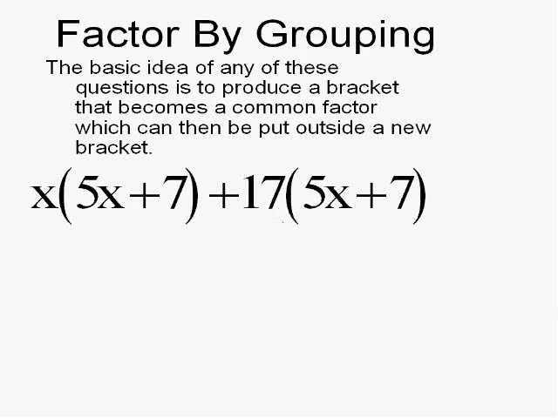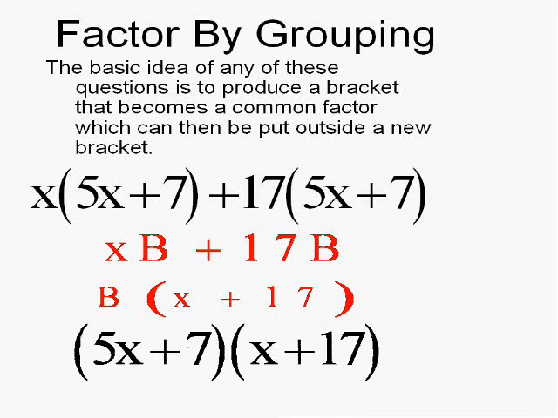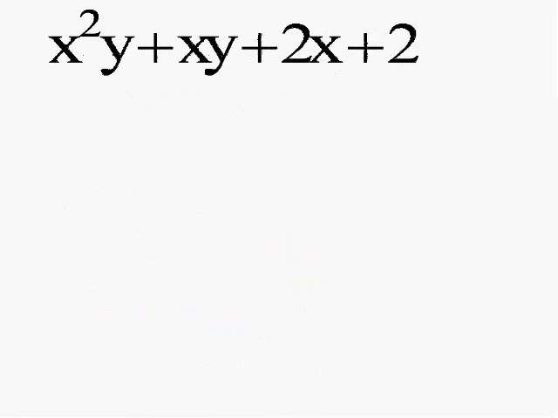If you have 4 terms in your expression, then you need factoring by grouping. And this is the idea of factoring by grouping. In this case, we've got a 5x plus 7 here, which actually gives us this mental picture of x times a bracket plus 17 times a bracket. So then b itself becomes a common factor, leaving x plus 17 in this bracket. But because b represents 5x plus 7, then this is my final factoring.